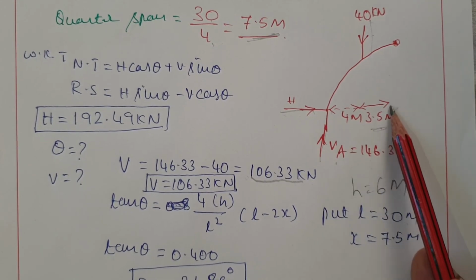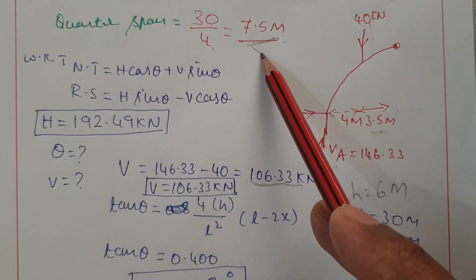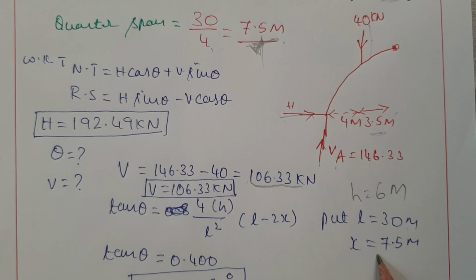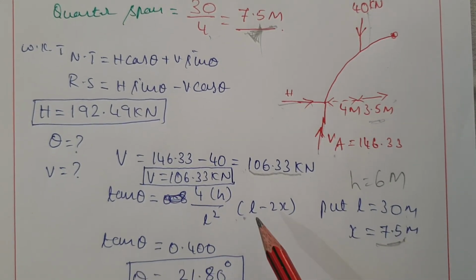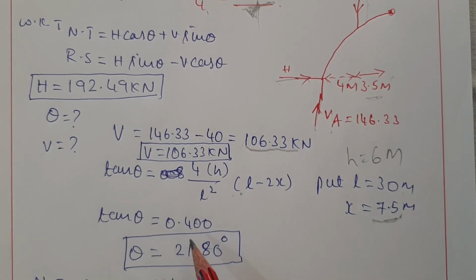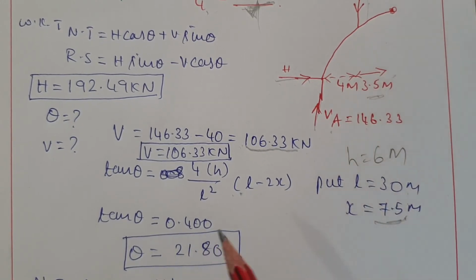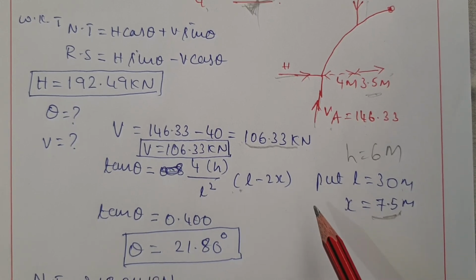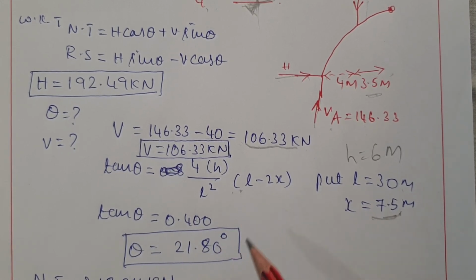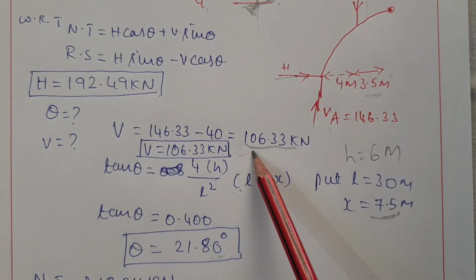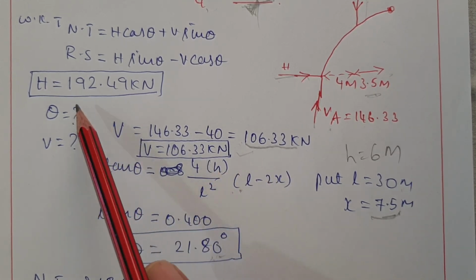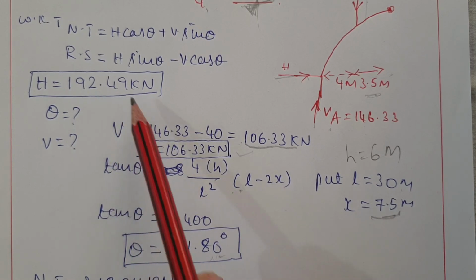The x value, this distance we came to know, that is where we have to find out the radial shear, that will be 7.5 meter. Substitute all these values in this slope equation, then you will come to know that tan theta will be equal to 0.400. Then tan inverse of 0.400 will be 21.80. Okay, I am considering the theta value as 21.80 and the V value as 106.33 and the H value as 192.49.